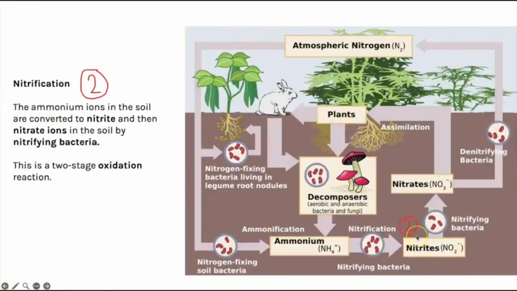Step 2 is nitrification. This is a 2-stage oxidation reaction. The first step is those ammonium ions are nitrified into nitrites by nitrifying bacteria. Nitrites are then oxidized further, again by nitrifying bacteria, into nitrates. And those nitrates can then be absorbed by the root hairs of the plant and be assimilated, meaning used in the plant and converted into proteins or DNA. And to get into animals, animals eat the plants.